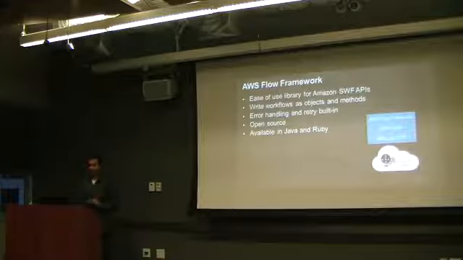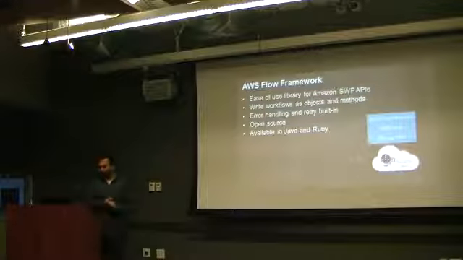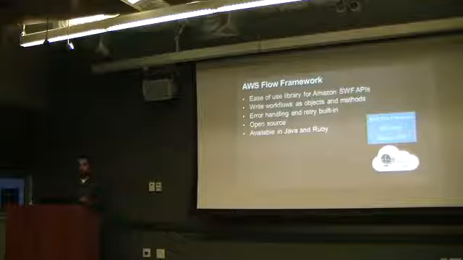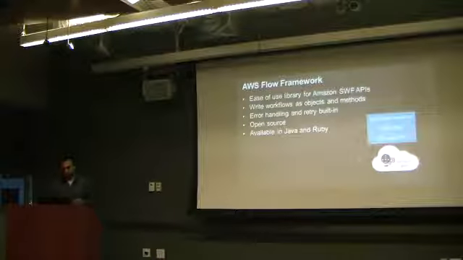Another interesting thing that we provide is the ability to retry failed tasks, which can be enabled through an annotation. The framework is open source. Right now it's available with the AWS Java SDK, so if you download the SDK or go to GitHub, you can look at the sources. We also have a version now available in Ruby that we shipped earlier this year.